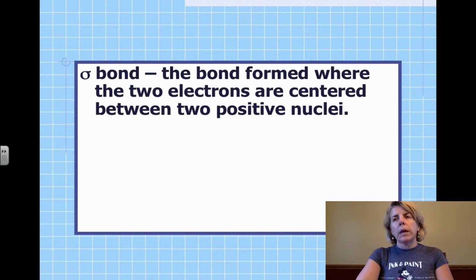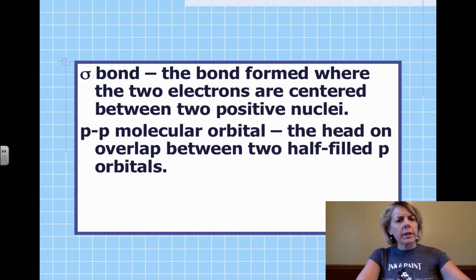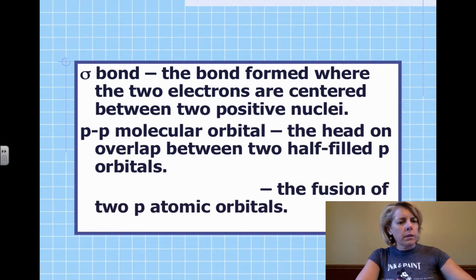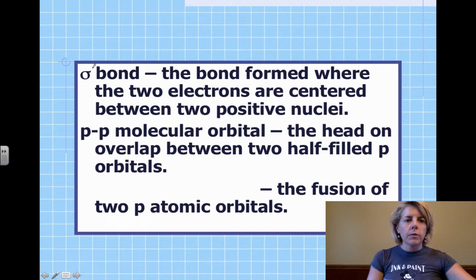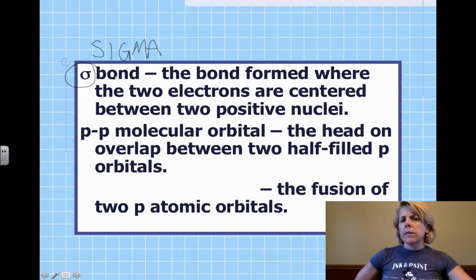Chemists like to get more detailed about what they're talking about. There's an interesting symbol here. It's called a sigma bond. So sigma, for those of you that don't know Greek, is essentially where you have two electrons right in the middle of two positive nuclei.